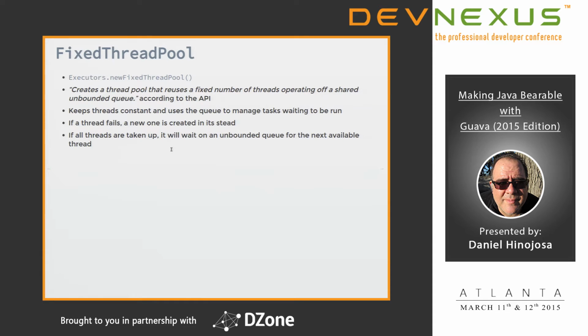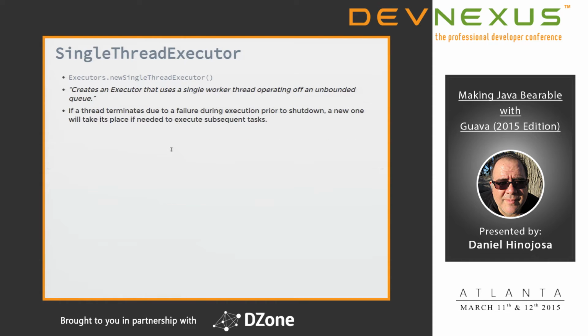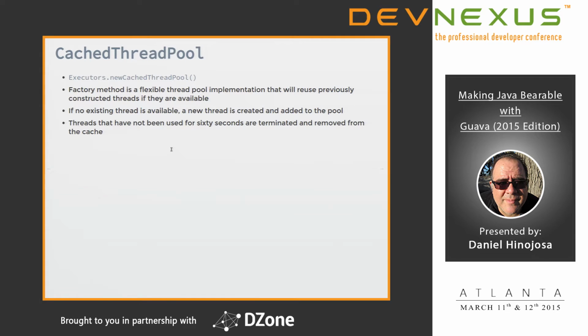So all the things that you submit to this particular thread pool will be backed up, and for the next available one, a thread will take it and go ahead and process that. There's a single thread pool, which is really just a single thread, and there's a line waiting with these tasks. And if that fails, a new one will be created in its place.